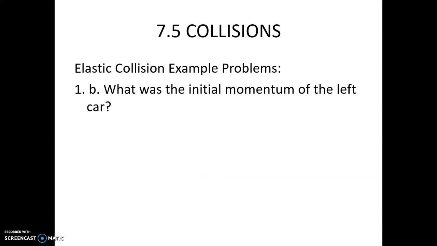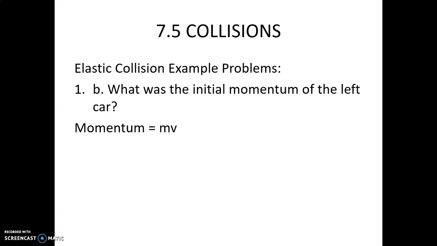Now let's look at the left car. What is the initial momentum of the left car? So we're going to use the same formula. Momentum is equal to m times v, mass times velocity. The mass of the left car was again 10 kilograms. They're the same mass for both cars. This one was originally traveling at 2 meters per second, so it's 10 times 2. So the answer would be 20 kilogram meters per second for its momentum.